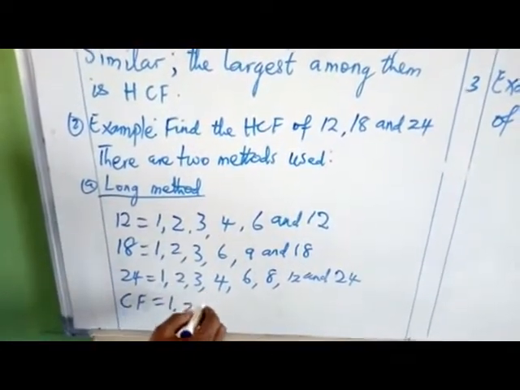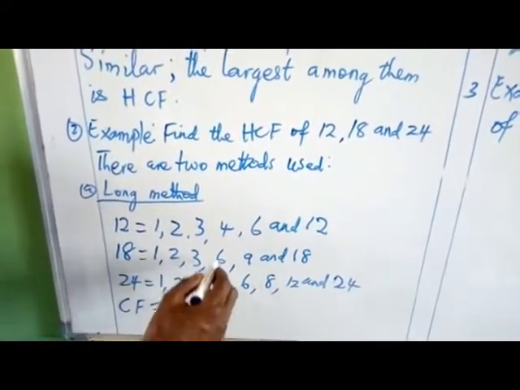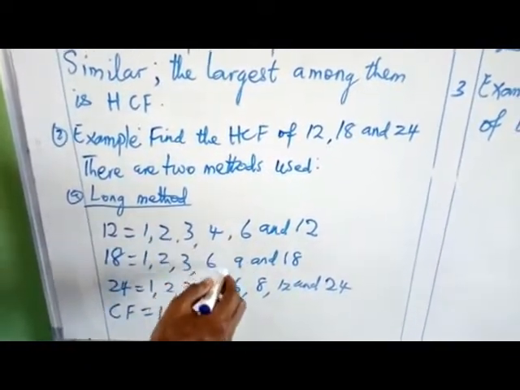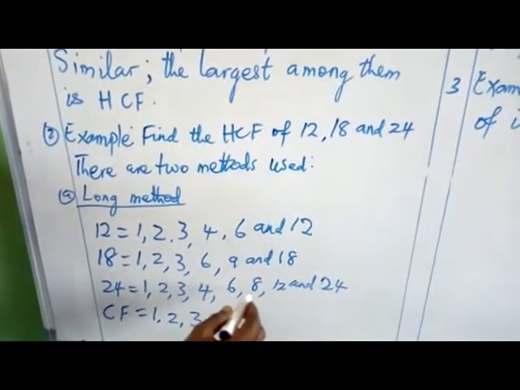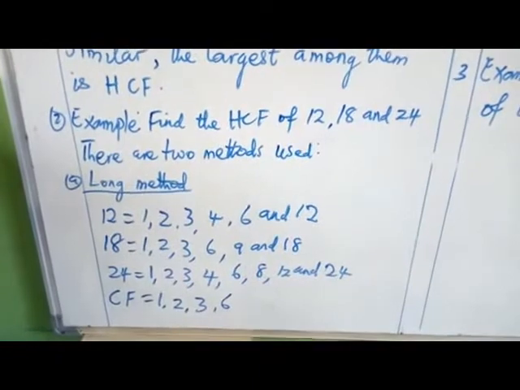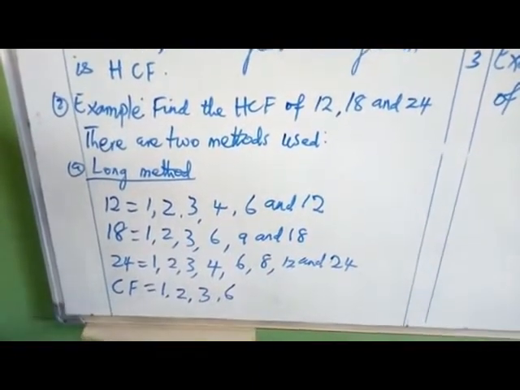3 are the same, okay? 4 are not the same because there is no 4 here. You skip that one. Go to the next one, which is what? 6. Then let's see whether there is any other one. Is there any other one that is 6 that are the same? There is no other one. So these are all the common factors.